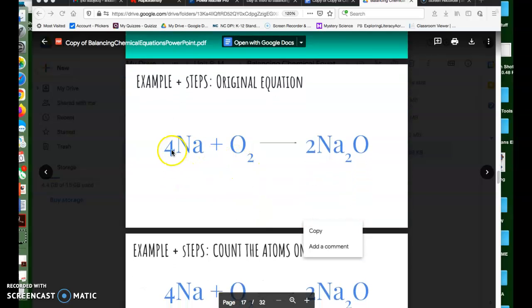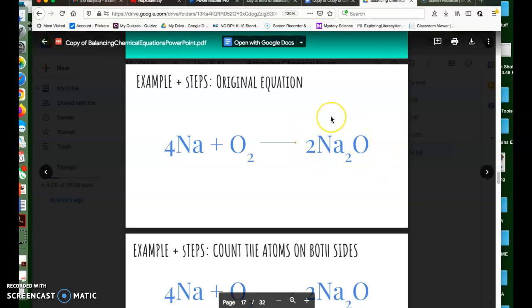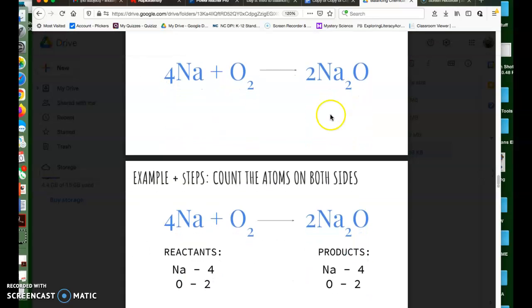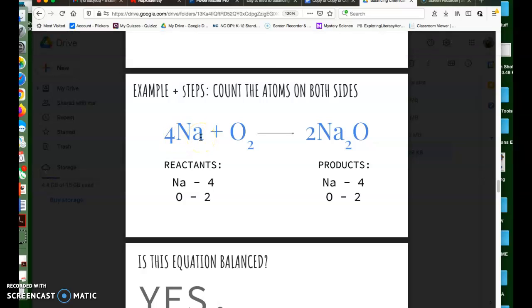So here's my original equation. We've got 4, my coefficient, sodiums, Na, plus O2, or oxygen gas, yields or creates 2 Na2O. That's all one molecule. So now we're going to get the atoms on both sides. So on this side, I have 4 atoms of sodium because I've got a 4 coefficient here. That means there's 4 sodium atoms.